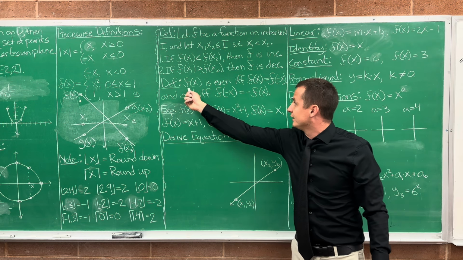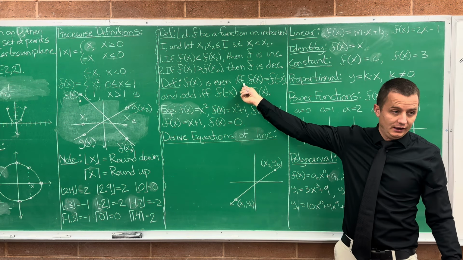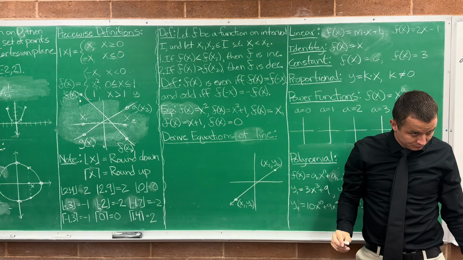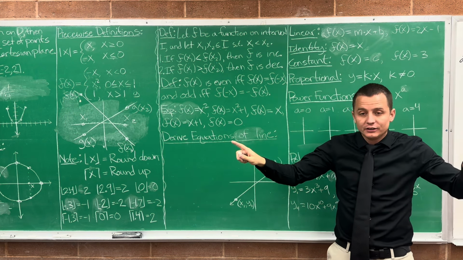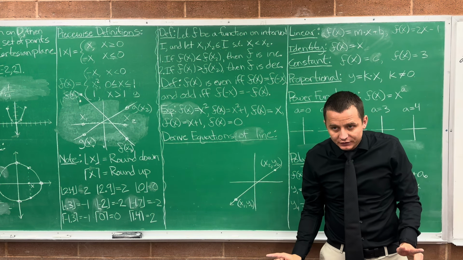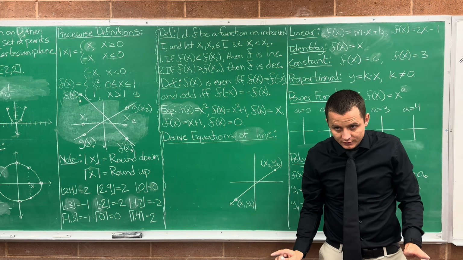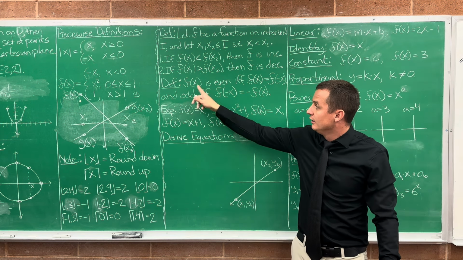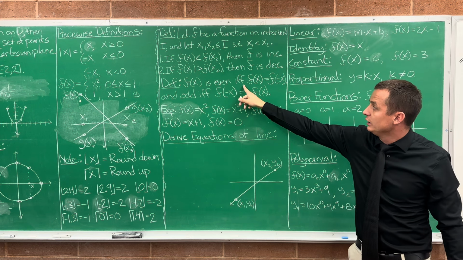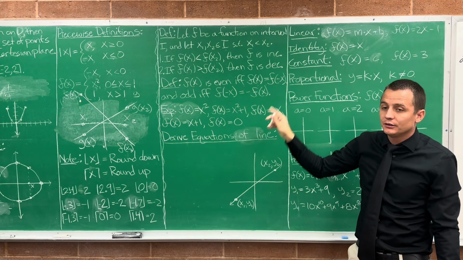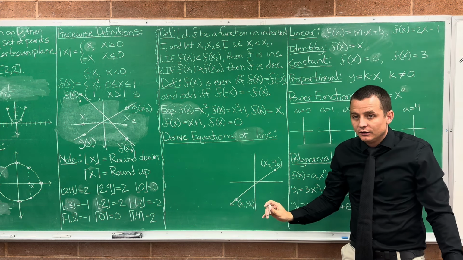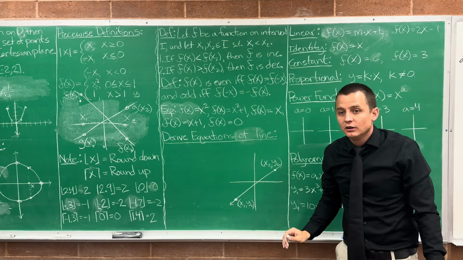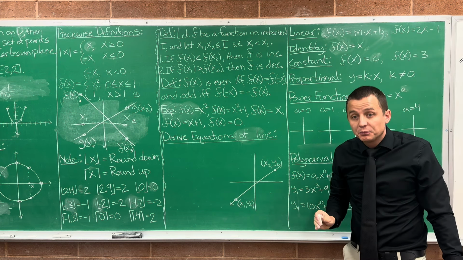Some function f of x is even if and only if f of x is equal to f of negative x. If x and negative x give you the same values, then the function's even. We're defining what it means for a function to be even. In other words, f at 3 and f at negative 3 are the same. A parabola is an example of an even function.